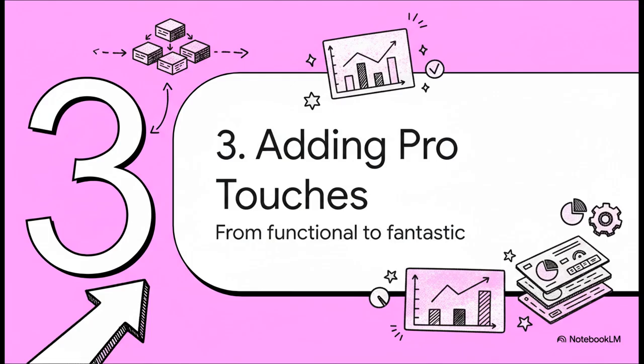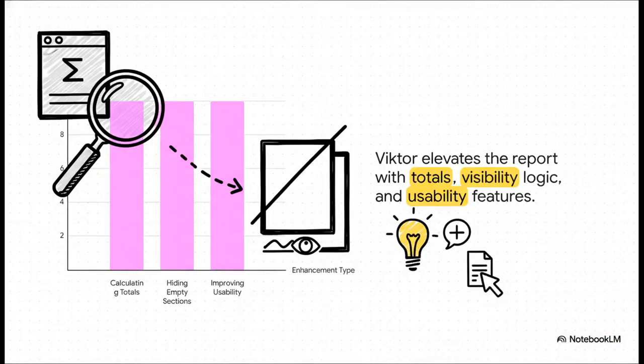This next part is all about adding those professional touches that take a report from just a simple data dump to a truly useful tool. Victor really focuses on 3 key areas here. First, he adds automatic totals using a simple sum function. Super easy, super helpful. Second, he figures out some clever ways to hide any section that doesn't have data, which keeps the output looking super clean. And third, he actually improves usability by adding tips and help links right into the report interface.